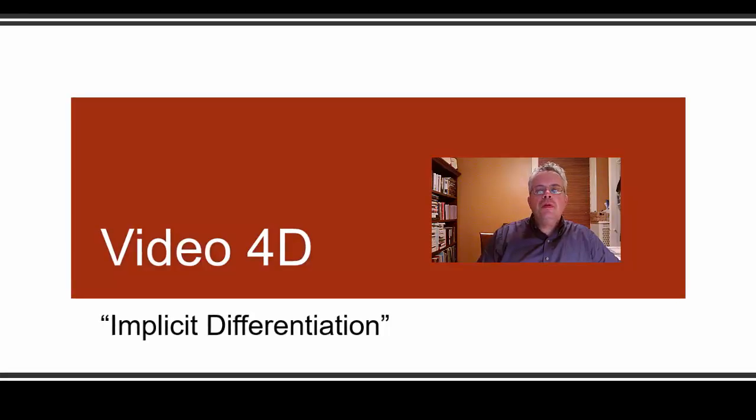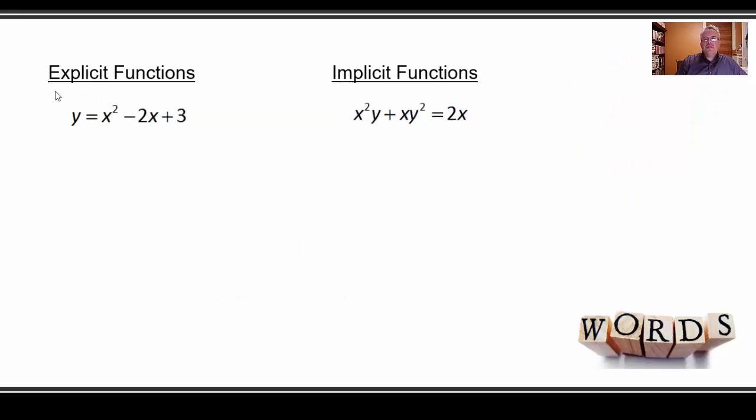Time for something new. First, let's talk about the difference between explicit functions and implicit functions. An explicit function is what we're used to dealing with. It's a function that's already solved for y. If I gave you a value of x, like x equals 2, all we have to do is substitute it in the formula to find y. So in this case, y would be 2 squared minus 2 times 2 plus 3, which is just 3. That's an explicit formula, okay?